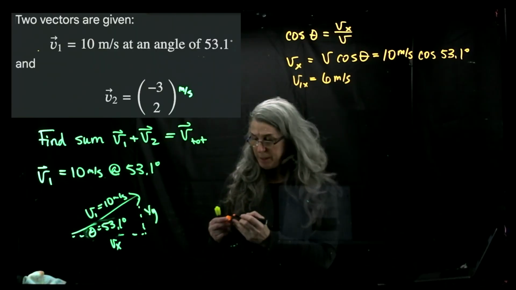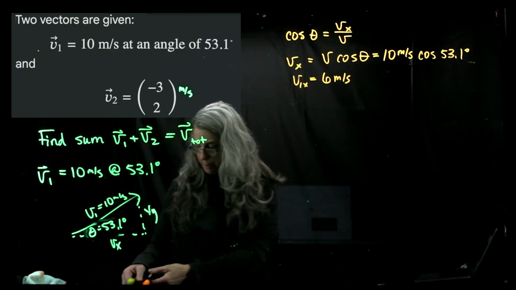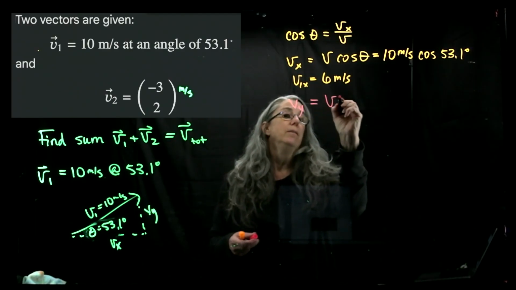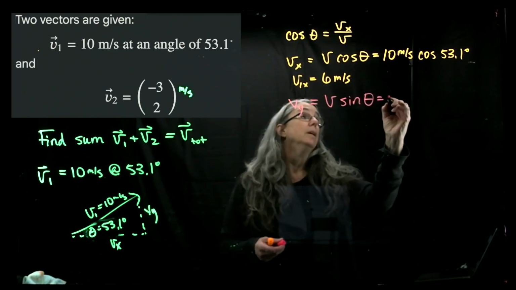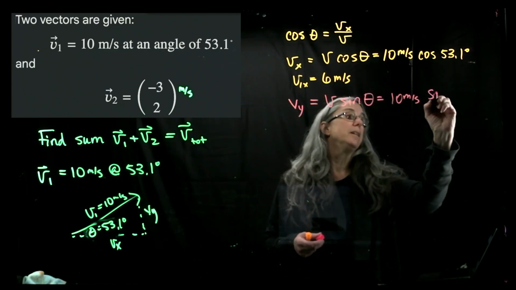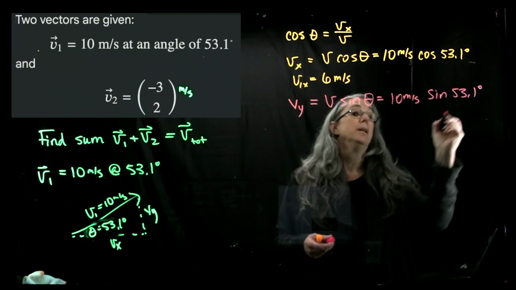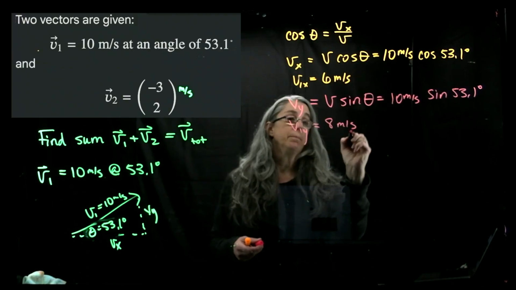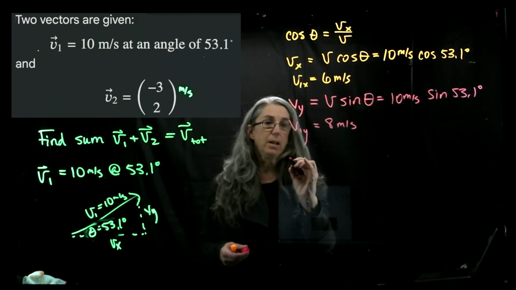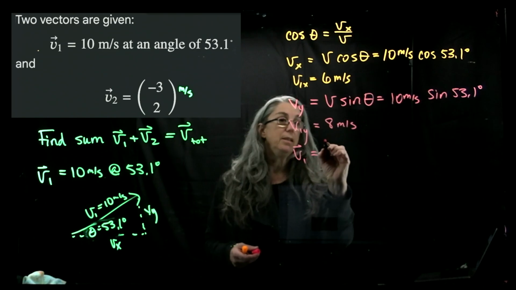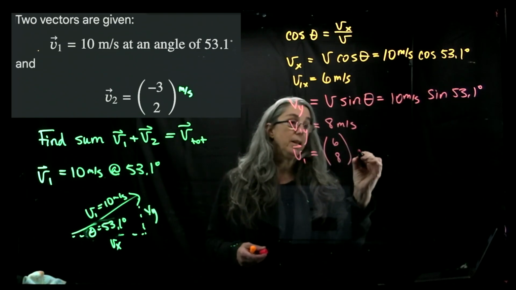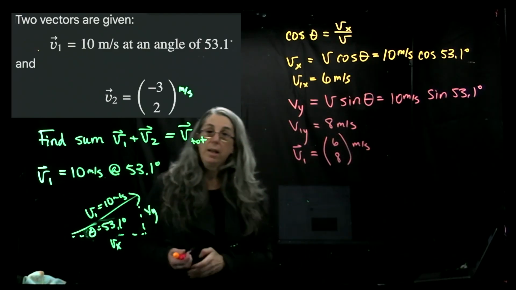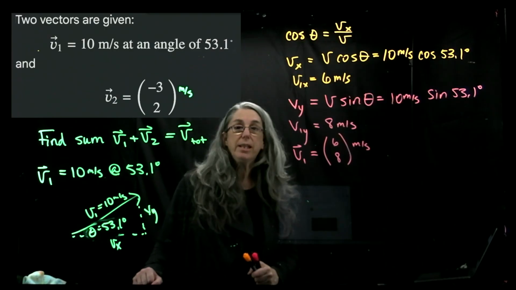Similarly, I can do the y component. The y component turns out to be, use the sine because this is the opposite side, V sine theta, 10 meters per second times the sine of 53.1 degrees. And that turns out to be about 8 meters per second. We can write that as a column vector. V1 vector is equal to 6 in the x slot and 8 in the y slot meters per second. Now we have both vectors written in components, and it's very easy to add them.